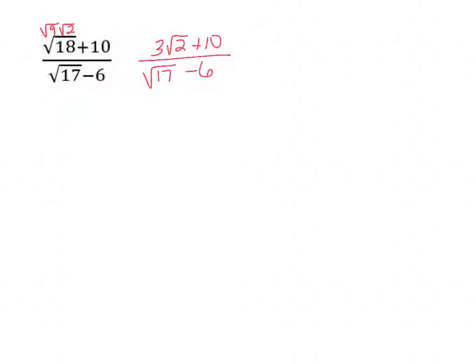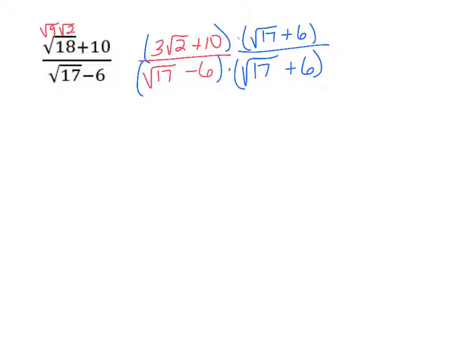So I've gotten a little bit smaller. Now I'm ready to do my conjugate thing. So I'm going to take everything times the square root of 17 plus 6. Multiplying here. All right, this is a lot of FOIL. I have to do FOIL in the numerator and the denominator. Here we go. We're going to take 3 root 2 and multiply it by a root 17. Okay, that is 3 square root of 34.